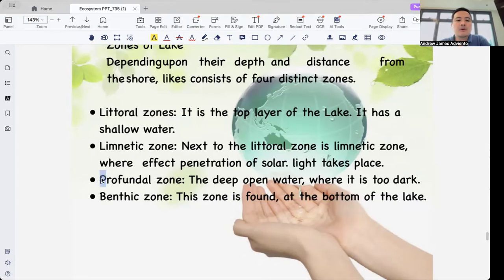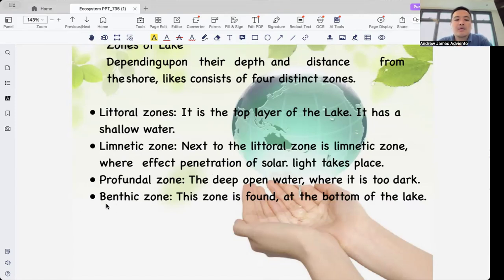The third one is what we call the profundal zone. The profundal zone lies below the light-penetrating layer. It is dark, cold, and has low oxygen levels as well. Organisms here include bottom feeders and decomposers that survive with minimal light.